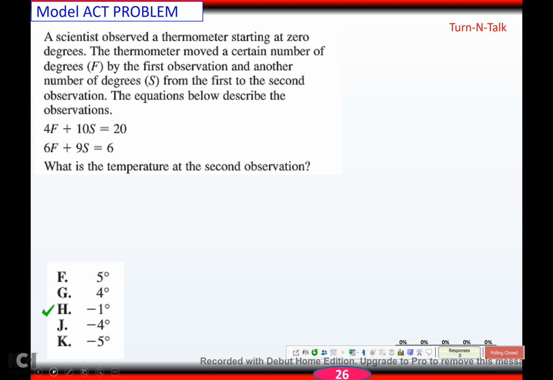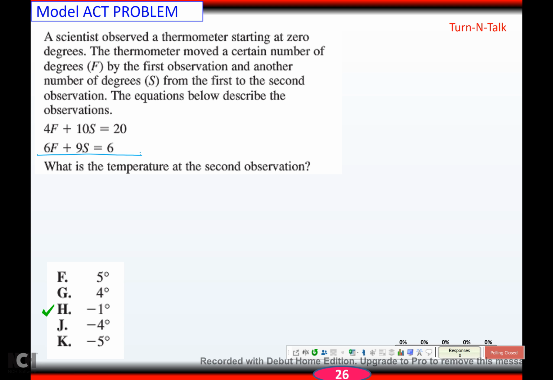All right, a scientist observed a thermometer starting at 0 degrees. The thermometer moved a certain number of degrees F by the first observation and another number of degrees S from the first to the second observation. The equations below describe the observations. Anytime they give you two equations in the same problem, you should think systems of equations, which can either be solved by substitution or elimination. I'm going to do elimination.